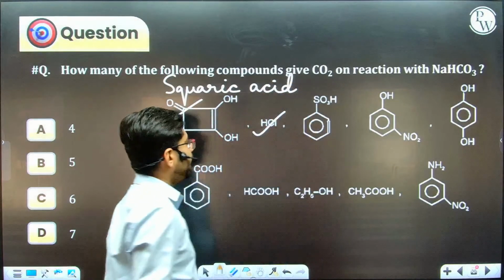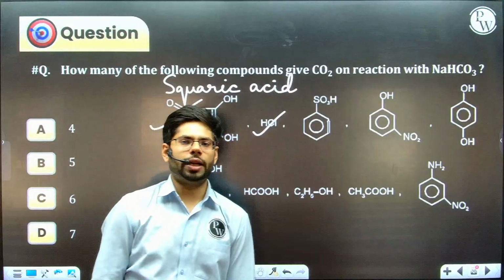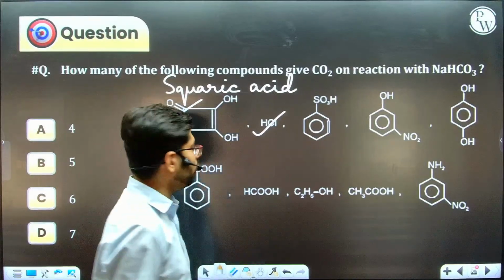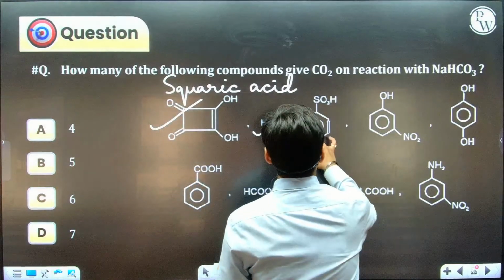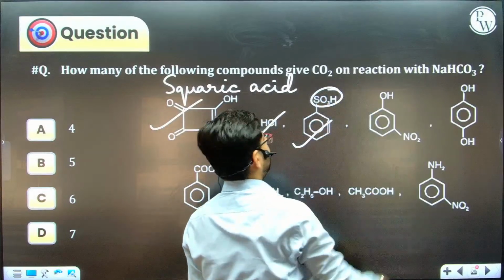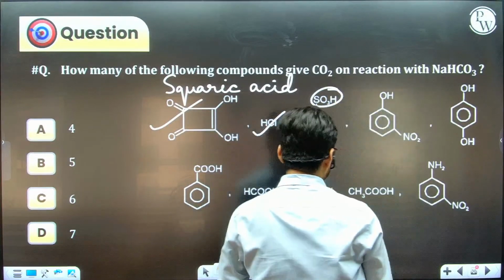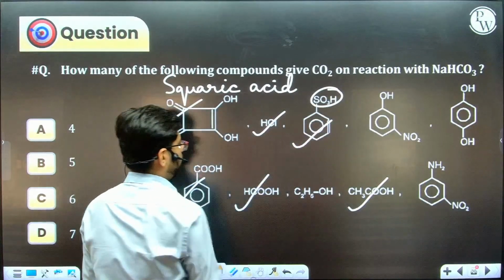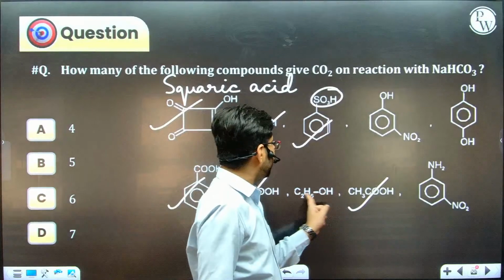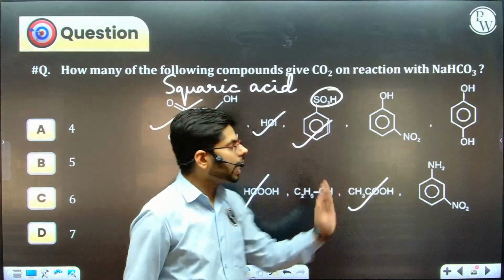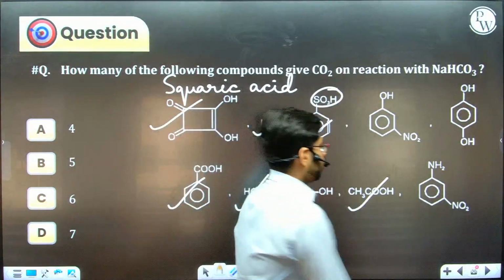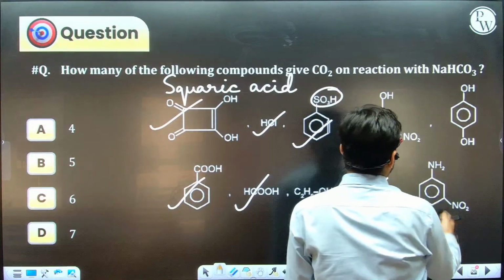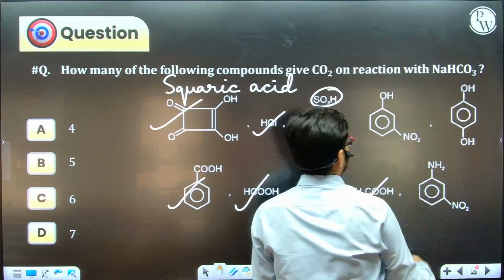HCl, HBr, HI, H2SO4, HNO3, HClO4, all these react with NaHCO3. All sulfonic acids react with NaHCO3. Okay. All carboxylic acids react with NaHCO3. Now, alcohol, C2H5OH is alcohol. Any alcohol does not react with NaHCO3. This will not be able to react because this is a base, right? So it will not react.